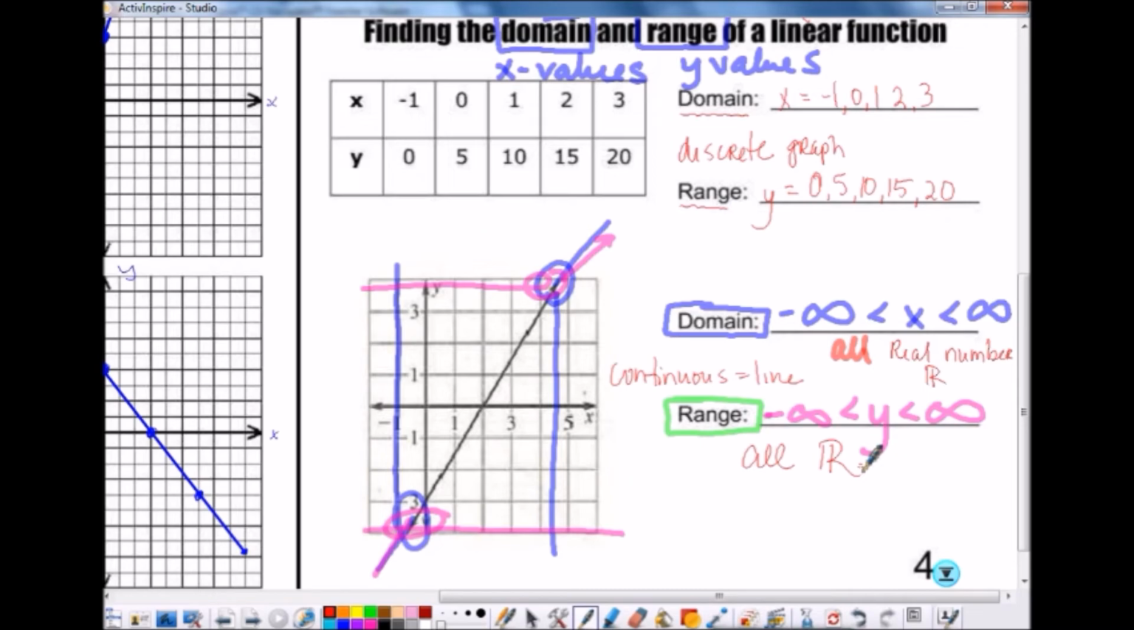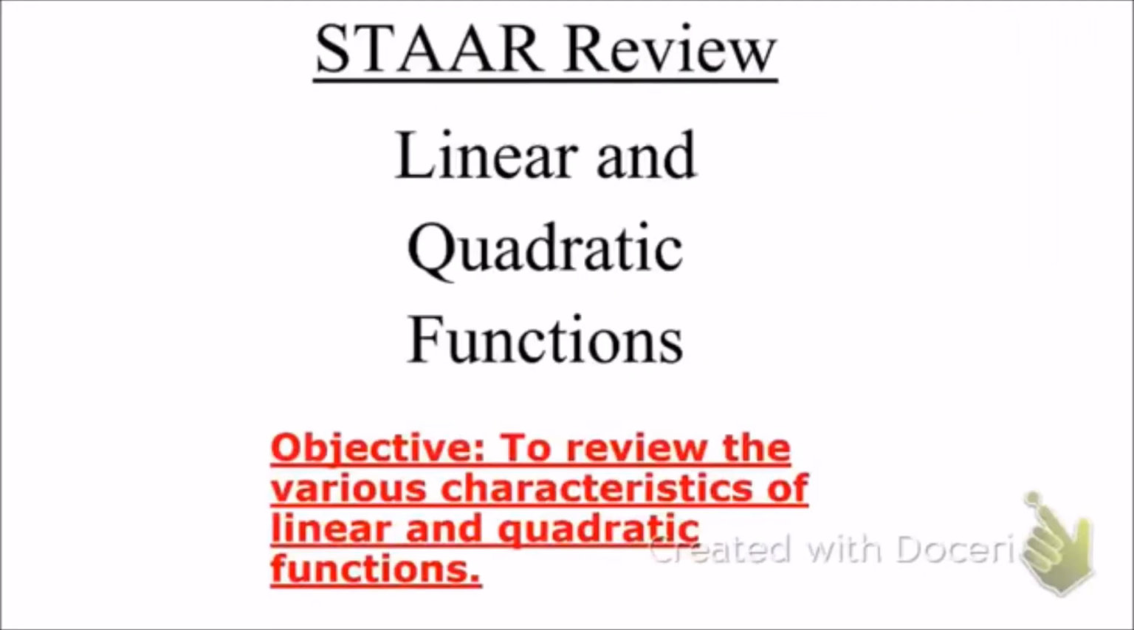Hello, this is your instructional video over the STAAR review of linear and quadratic functions. This will concentrate on page 5. And your objective is to review the various characteristics of linear and quadratic functions. So let's begin.